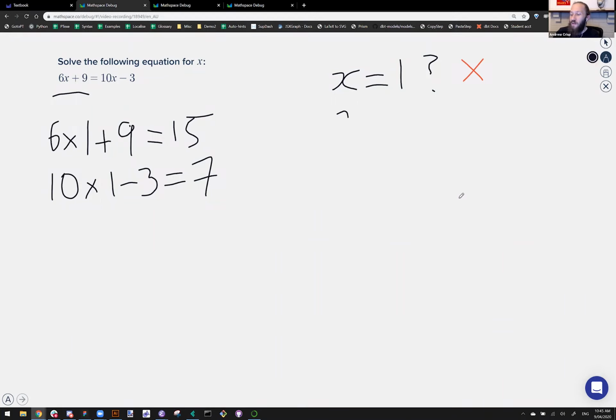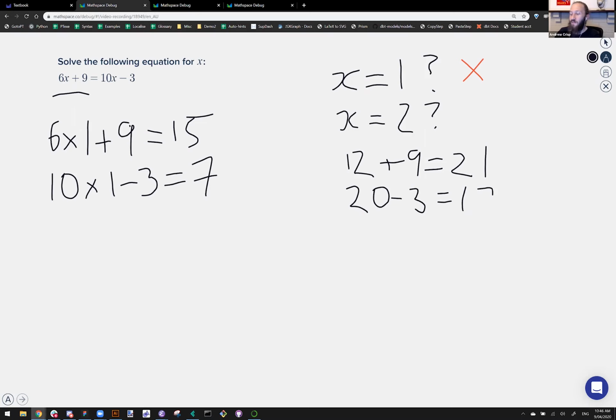Let's try the next one. What about x equals 2? I put 2 in. 6 times 2 is 12, plus 9 is 21. 10 times 2 is 20, minus 3 is 17. 21 and 17 are different numbers. So, no.